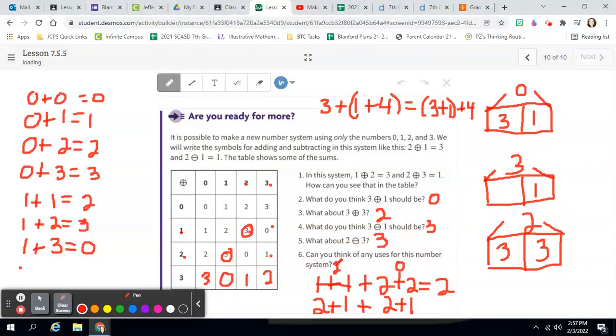Can you think of uses for this number system? That I'm going to leave you to try to think about. So hopefully you liked this activity.